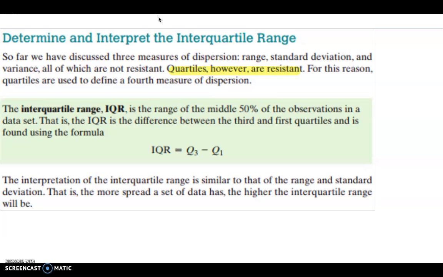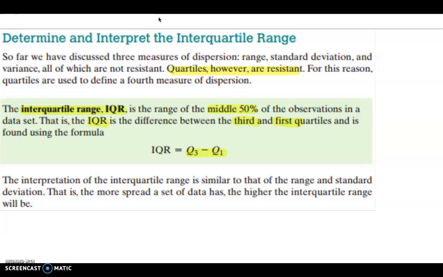Okay, so for this reason, quartiles are used to define a fourth measure of dispersion, which is called the interquartile range. And that's the middle 50% of the observations in a data set. The interquartile range is shortened to IQR for short. The IQR is the difference between the third and first quartile. So Q3 minus Q1 is what we call the interquartile range, and that gives us the middle 50% of our data and our observations.